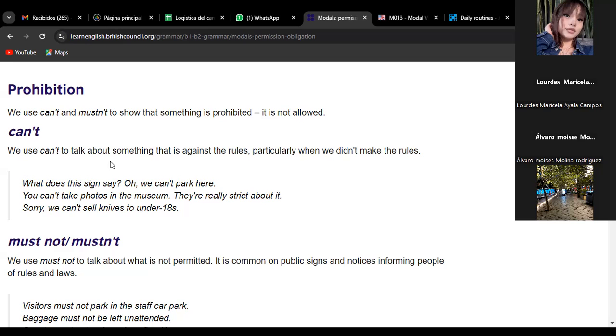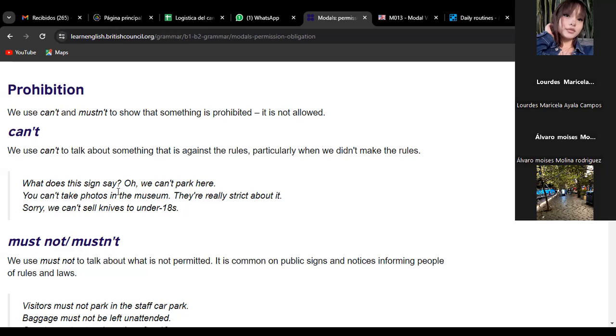And we use can to talk about something that is against the rules. Okay, aquí aplica más que todo para reglas, dice, particularly when we didn't make the rules. O sea, cuando no son nuestras reglas, sino que ya están impuestas ahí.